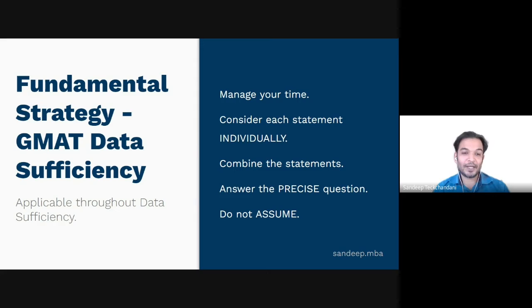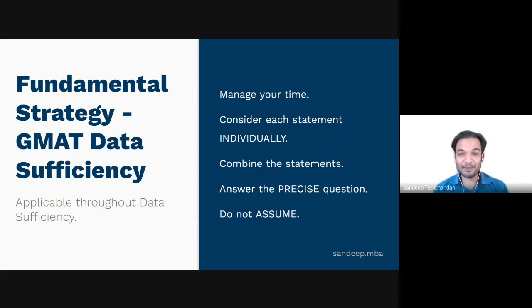Do not assume. In the GMAT exam, be very, very careful not to make unwarranted assumptions based on the images represented. Figures are not necessarily drawn to scale. They are generalized figures. For instance, if a figure described as a rectangle looks like a square, do not conclude that it is actually a square just by looking at the figure.